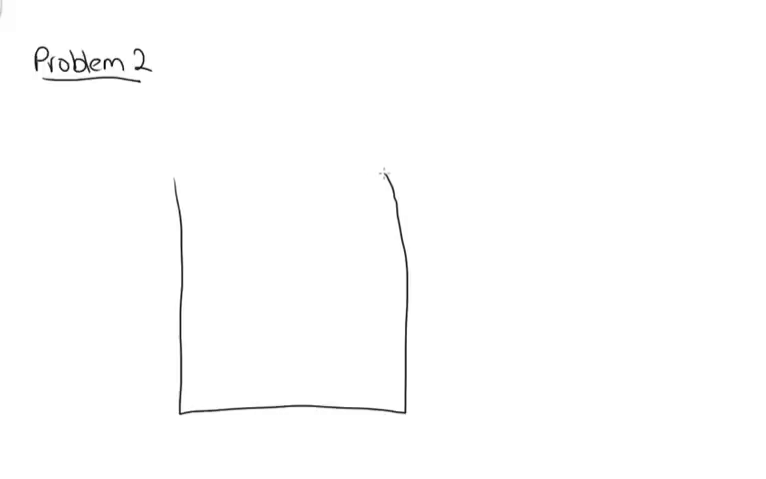Problem 2. In this problem, we're asked to explain how convection currents form in a room with a heater turned on. Okay, so here's our room. Here's the heater. Let's turn the heater on, so there's heat there.